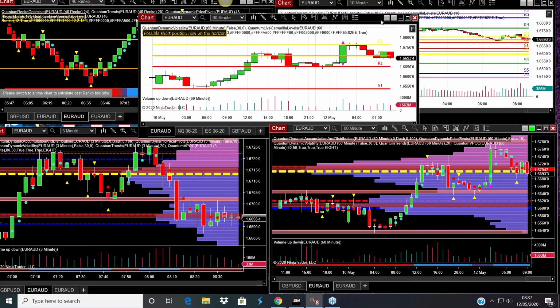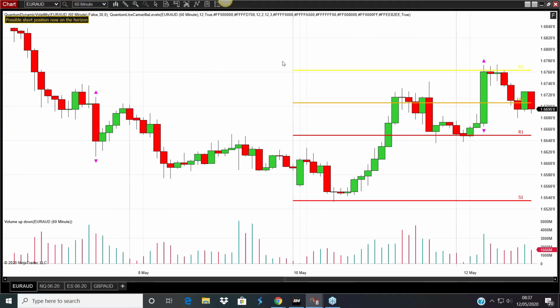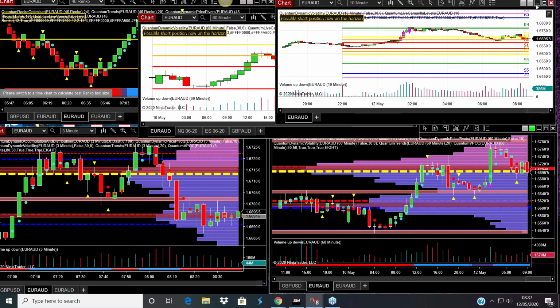Let's have a look at where we are in terms of levels here. It was trading around the R2. The next significant level is down at the R1, which is where the start of this move was, at just over 66.45. If we look at the 10-minute, let's see what that's telling us.